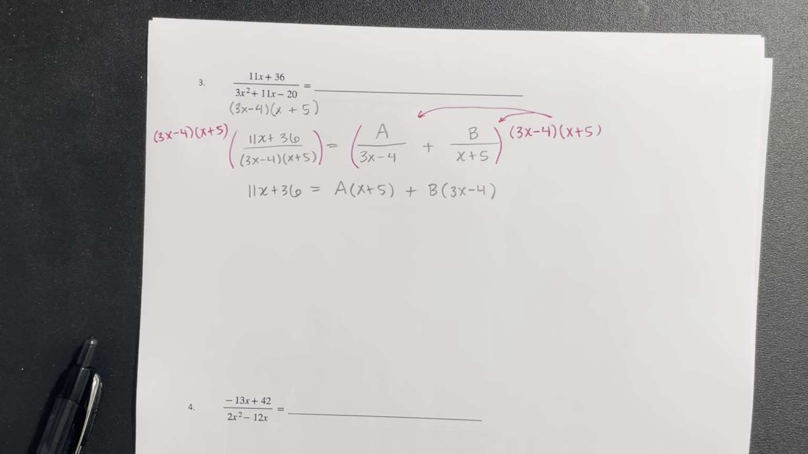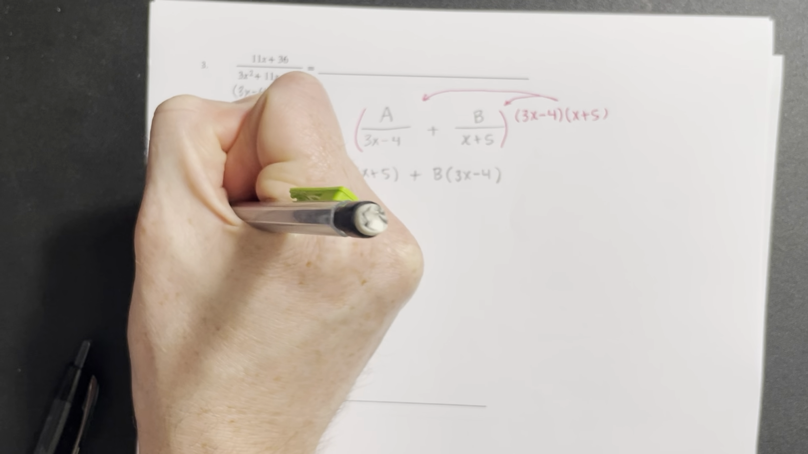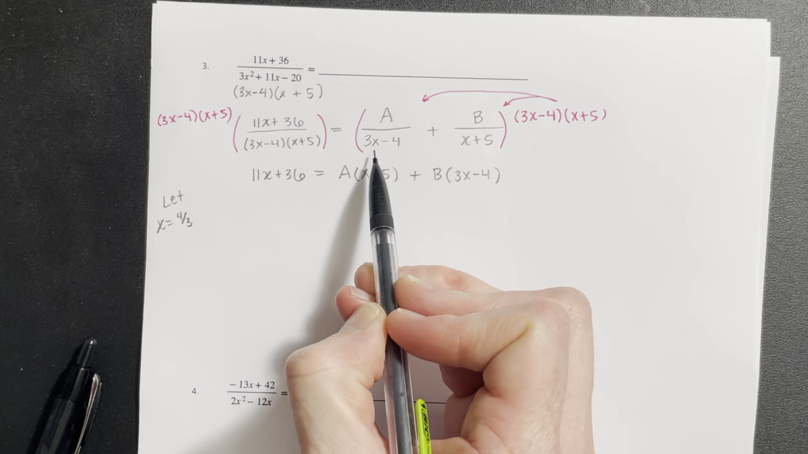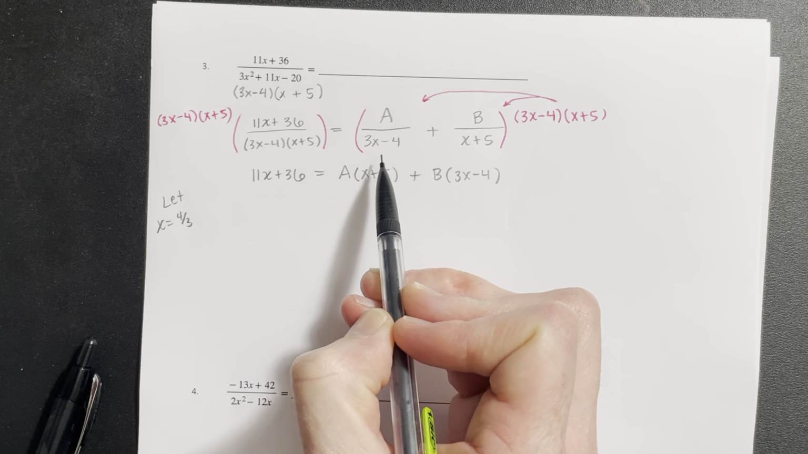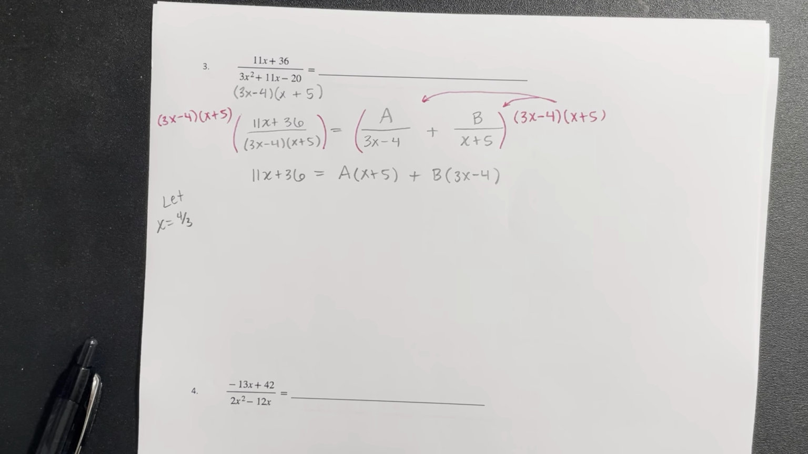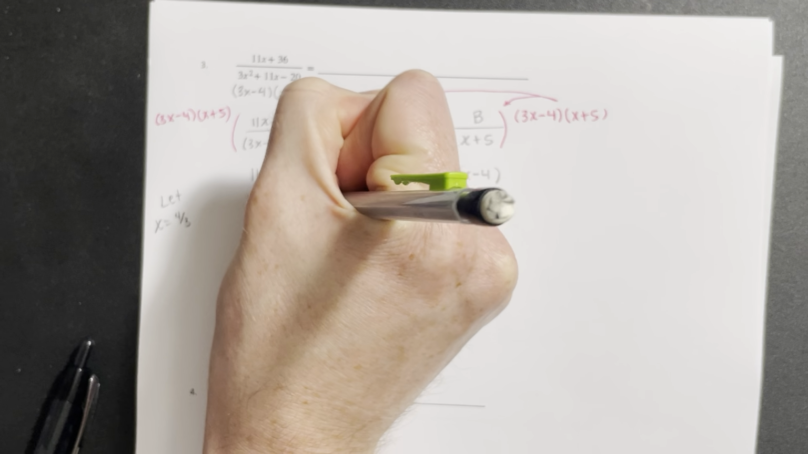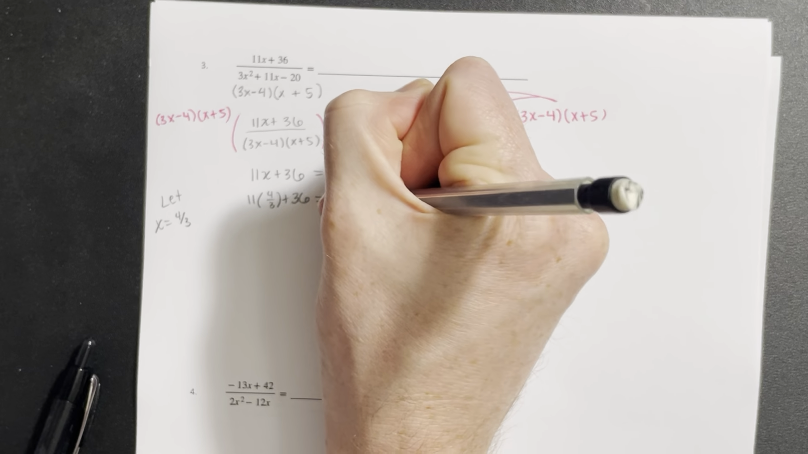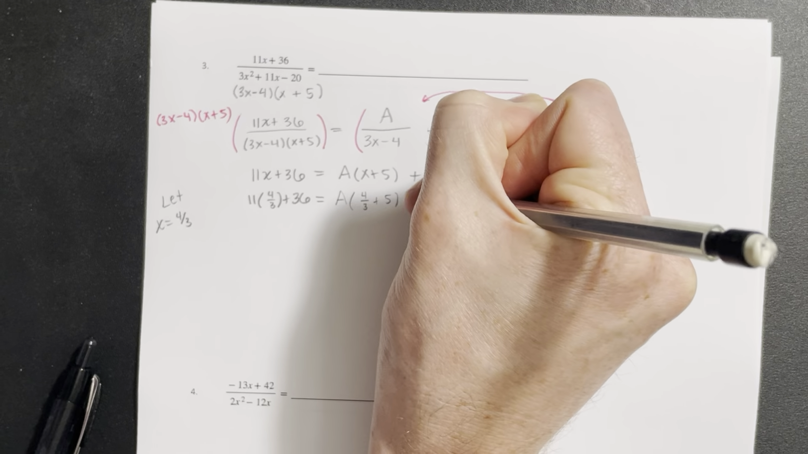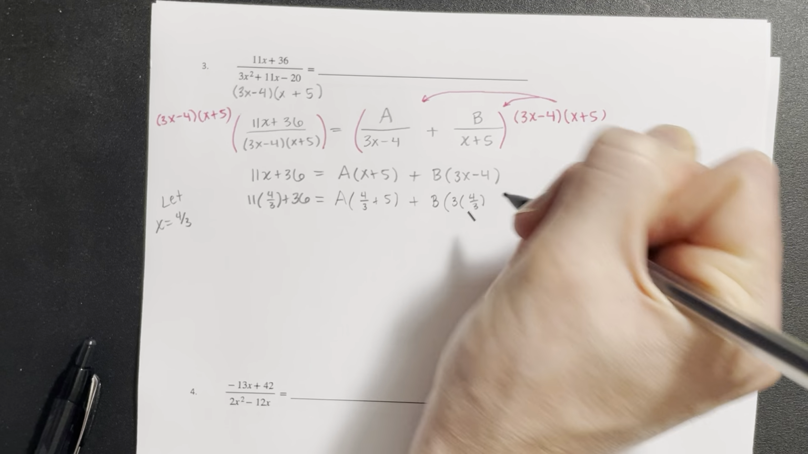Again, I'm going to use the critical value method. So I'm going to let x equal 4/3. I chose 4/3 because I'm looking at that first denominator, 3x minus 4. That denominator would equal 0 when x is 4/3. So if I plug that in, 11 times 4/3 plus 36 equals a times 4/3 plus 5 plus b times 3 times 4/3 minus 4.